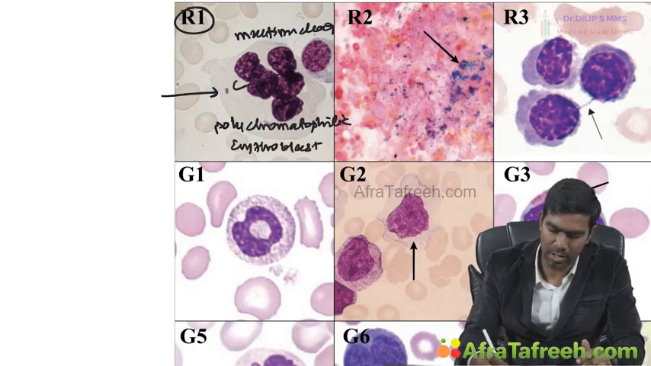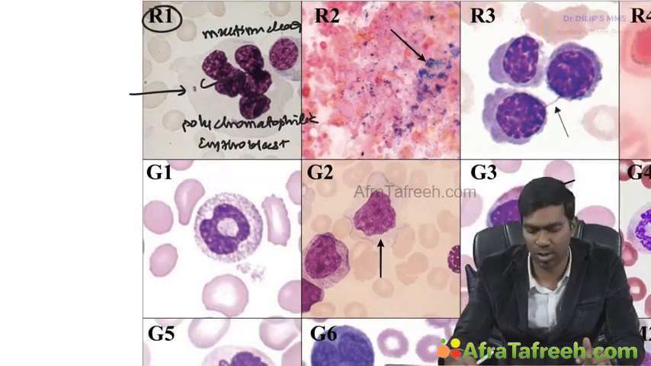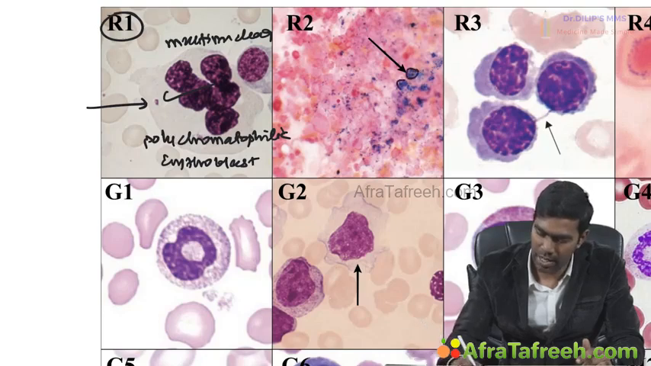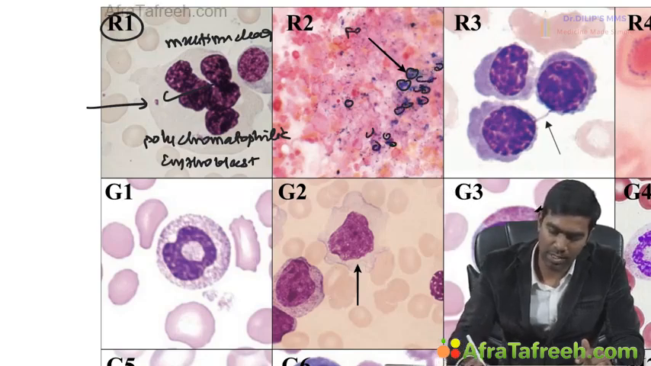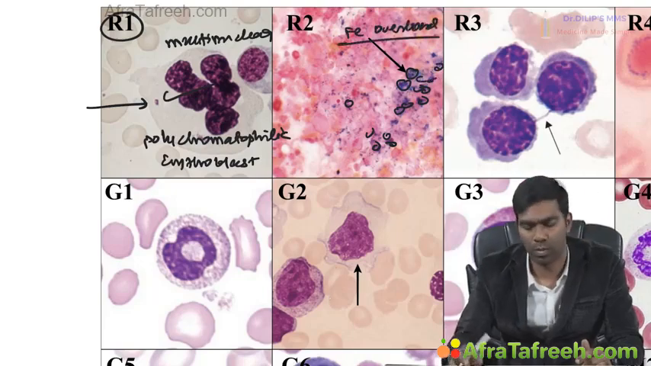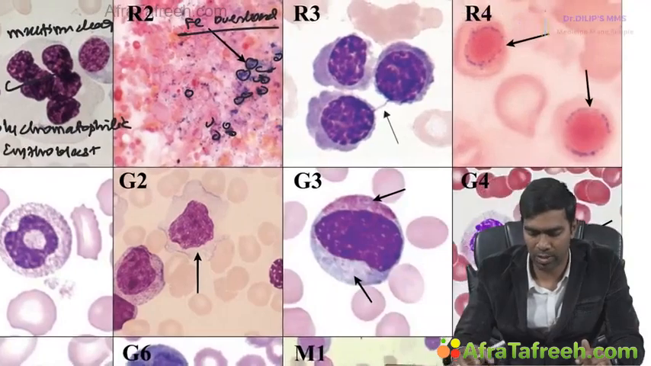This is definitely an abnormal erythroblast. And second, you can see a lot of iron deposits. This is nothing but bone marrow iron overload. This is Pearl's Prussian blue, suggestive of iron overload, and all the blue dots are iron. So this is iron overload.